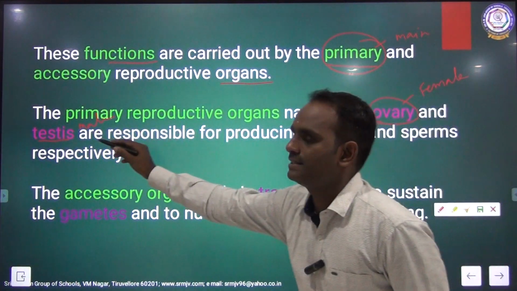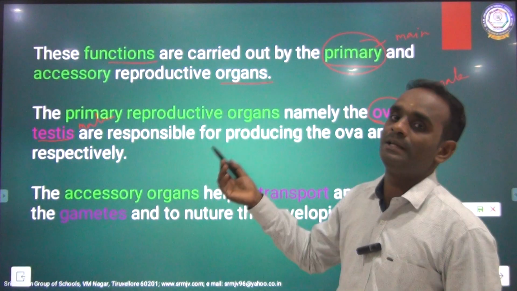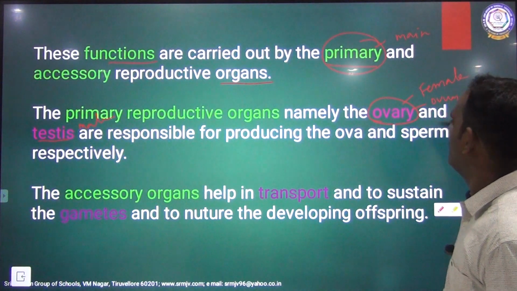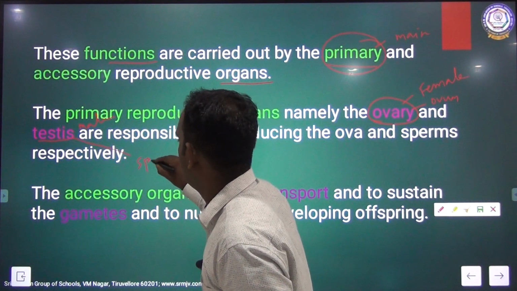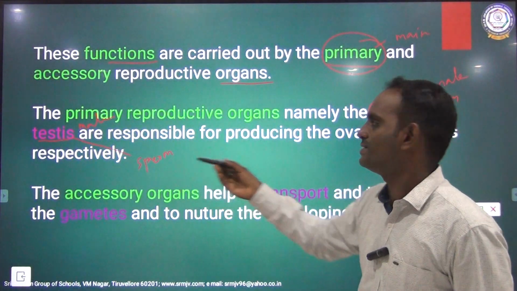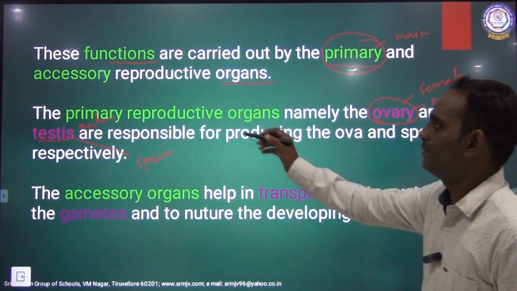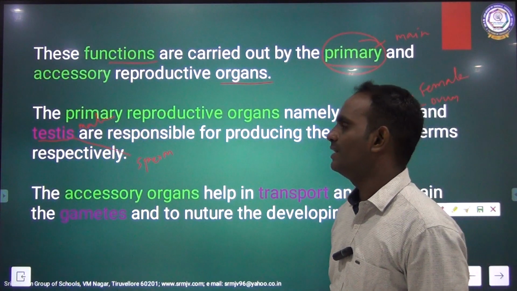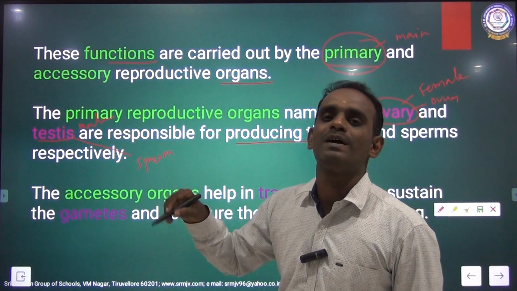The primary reproductive organs are the ovary in the case of female and the testis in the case of male. Ovary and testis are the very important primary reproductive organs. The ovary produces the gamete called ovum. The testis produces the gamete called sperm. Sperm is the male gamete and ovum is the female gamete. So the primary reproductive organs, namely the ovary and the testis, are responsible for the production of ova and sperm respectively.